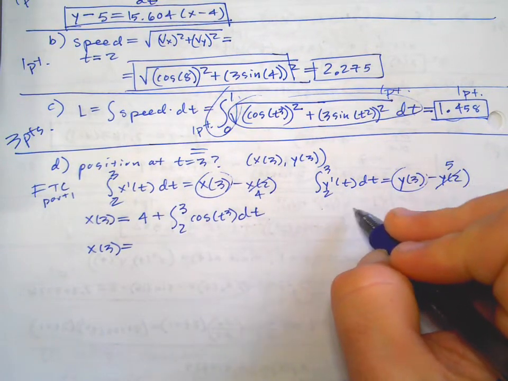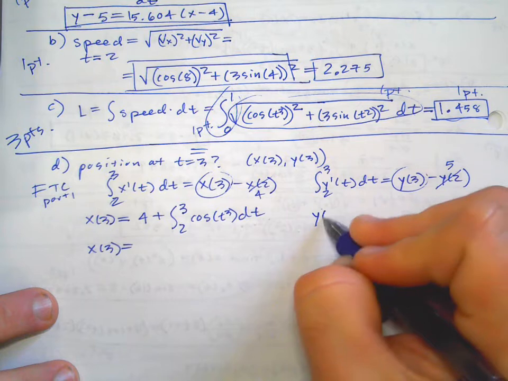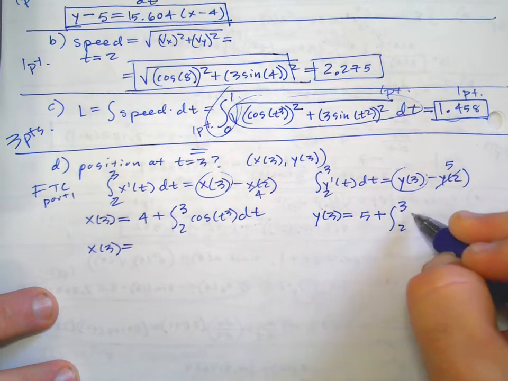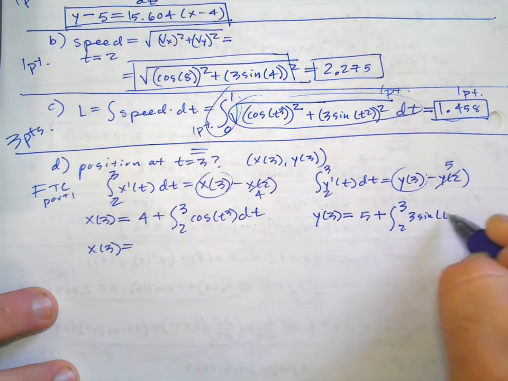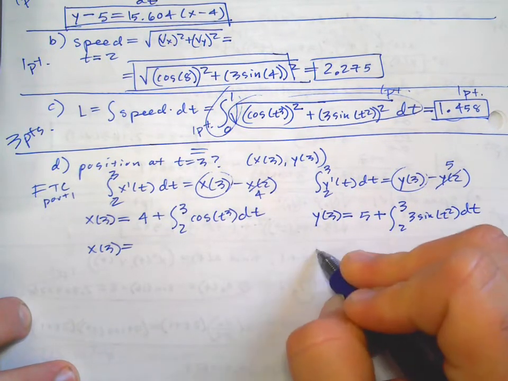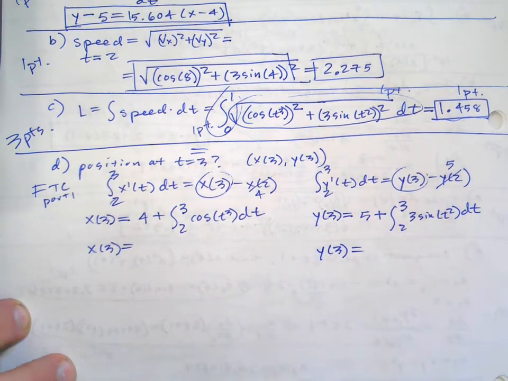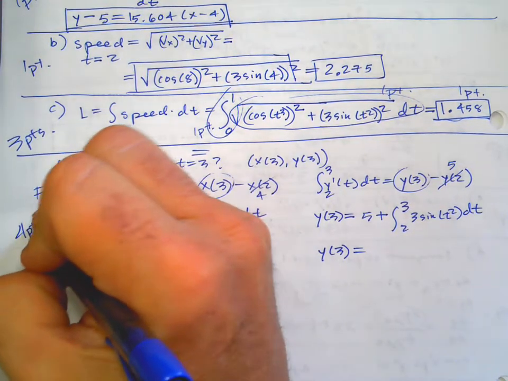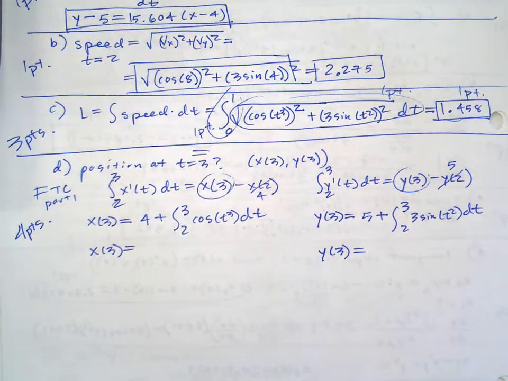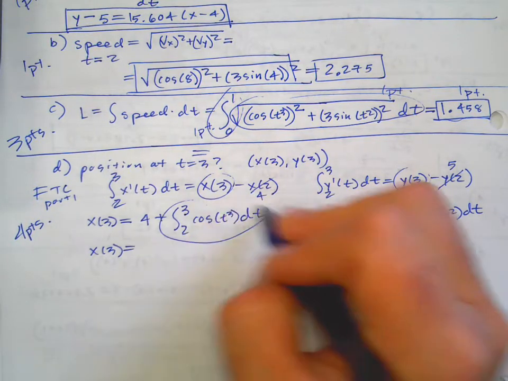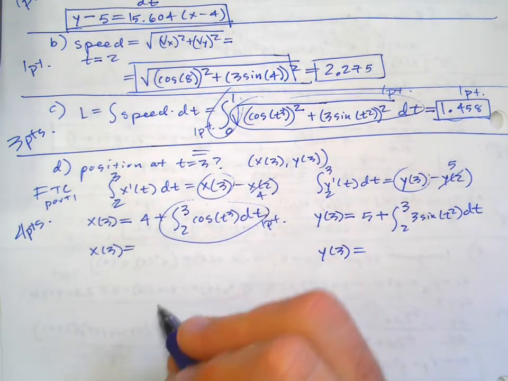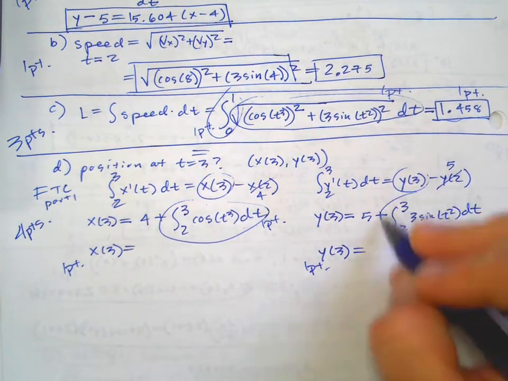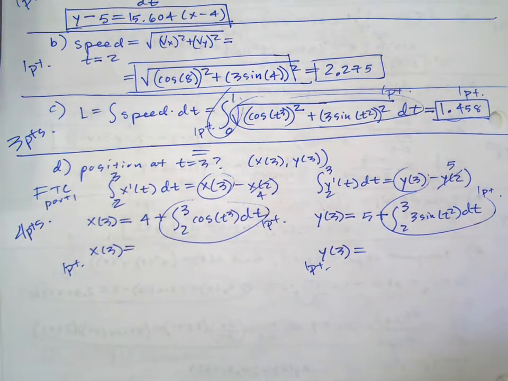This is going to be y3 equals 5 plus the integral from 2 to 3 of 3 sine t squared dt. But you got to show the setup. And then we're going to write down the answer y3. And we're just going to do this on our calculator. So this is worth 4 points. But if you're using your calculator, it's not bad. So 1 point here, 1 point for this answer, 1 point for this answer, 1 point for using the interval there.